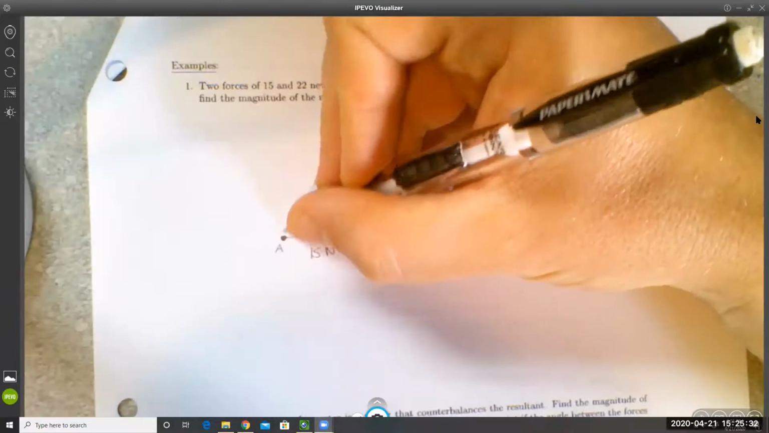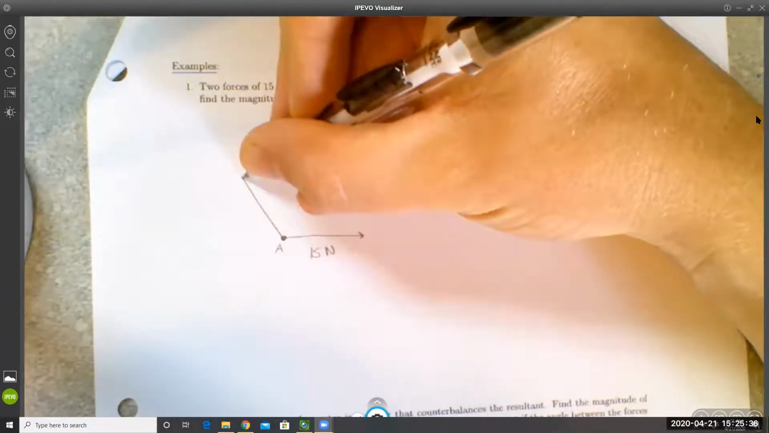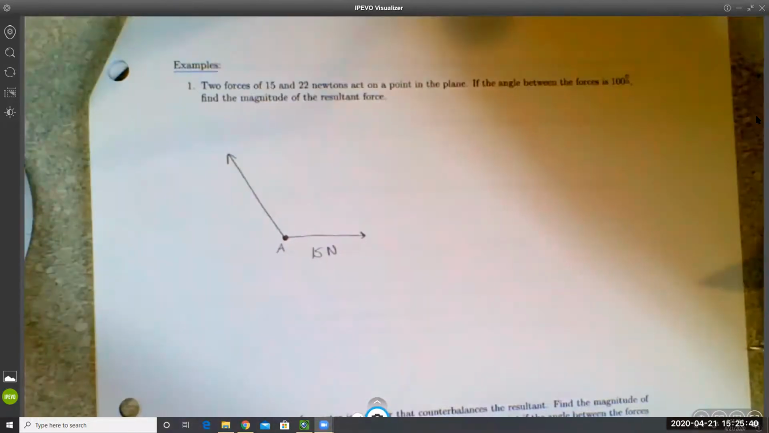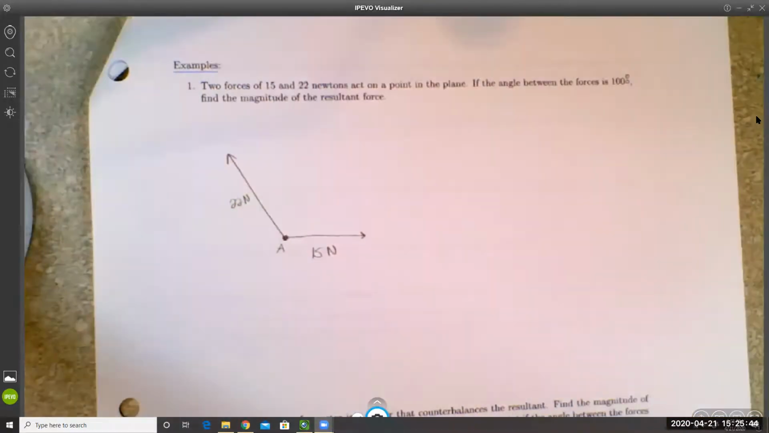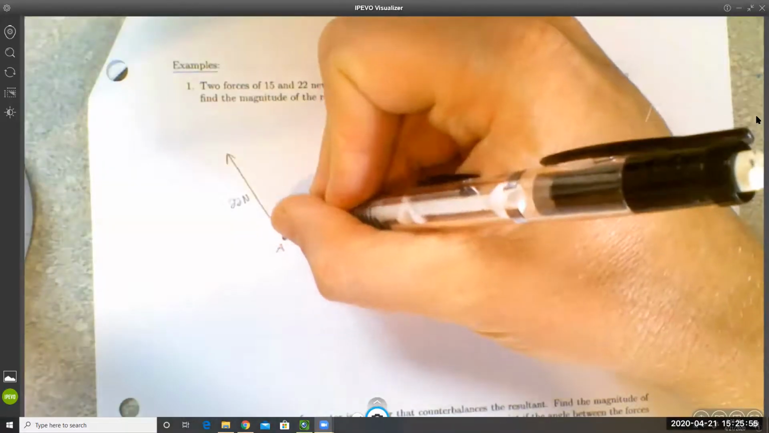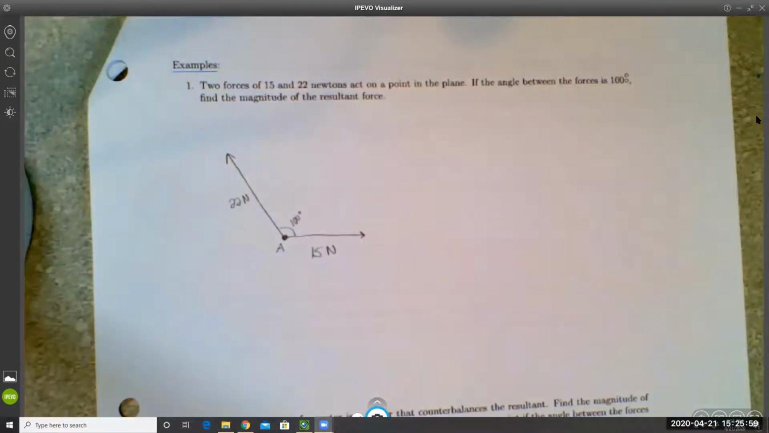So 90 degrees would be straight up. 100 degrees would be a little bit more than that. And it's 22 newtons, so I'm going to draw it a little bit longer than I drew the first force, right? So there's 22 newtons. And we want to find the magnitude of the resultant. Maybe I can label this as 100 degrees. We want to find the magnitude of the resultant force.